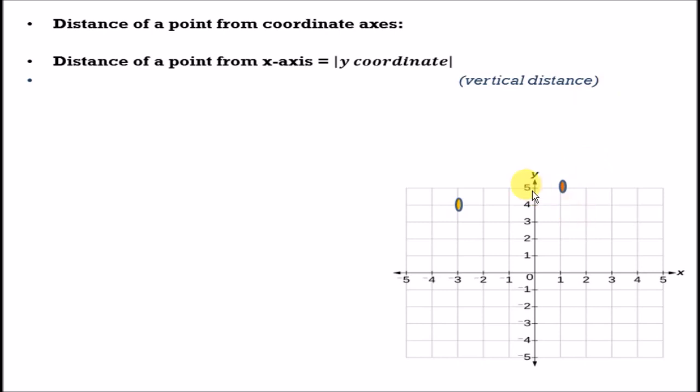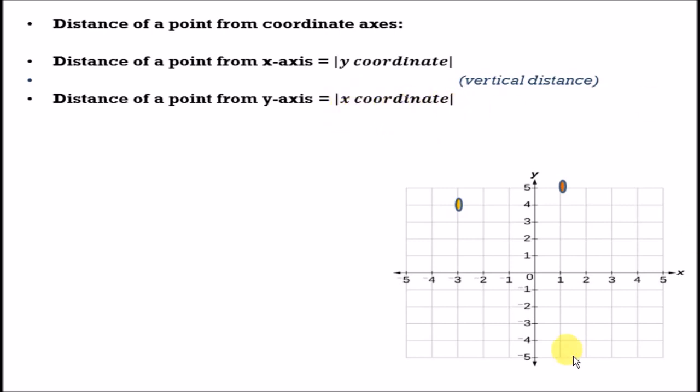Similarly, distance of a point from y-axis, the vertical axis, will be equals to the absolute value of x-coordinate, the modulus of x-coordinate. Since y-axis is the vertical axis, so the distance of any point from the vertical axis or the y-axis will be the horizontal distance, the distance which is parallel to x-axis.